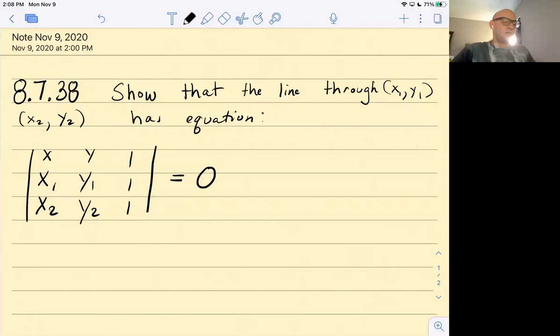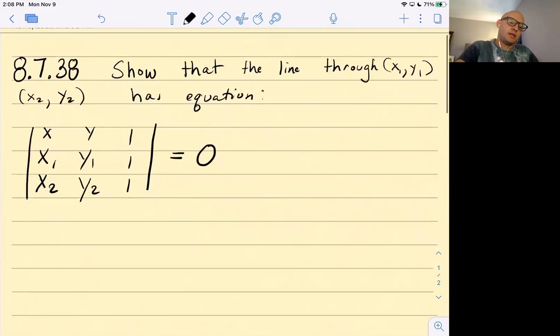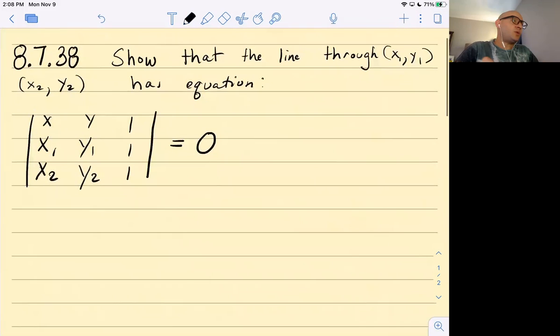Okay. So first, let's approach this one. The first thing is, how do we find the equation of a line without matrices, just regular stuff? What do we do to find the equation of a line through x1, y1, and x2, y2? Does anyone remember? And if you know this, I recommend you just try to do it right now in your notebook.